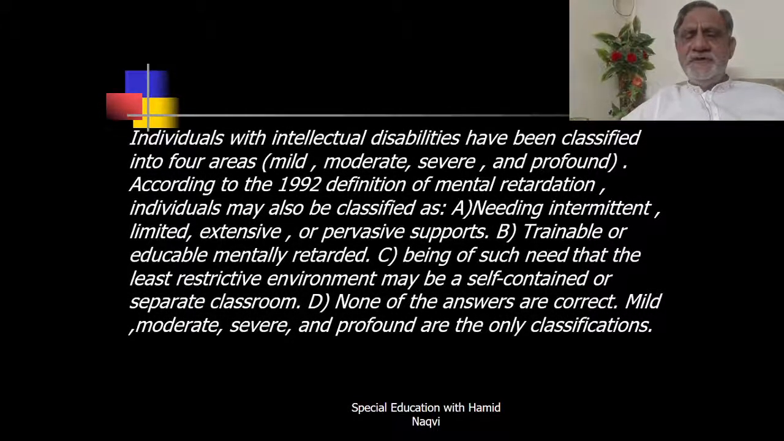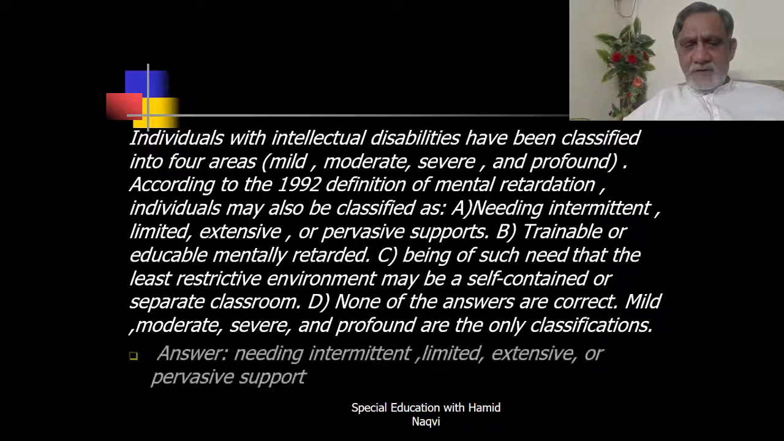Individuals with intellectual disabilities have been classified into 4 areas: mild, moderate, severe, and profound. According to the 1992 definition of mental retardation, individuals may also be classified as: alpha, needing intermittent, limited, extensive, or pervasive supports; bravo, trainable or educable mentally retarded; Charlie, being of such need that the least restrictive environment may be a self-contained or separate classroom. None of the answers are correct. Mild, moderate, severe, or profound are the only classifications. Answer is needing intermittent, limited, extensive, or pervasive support.